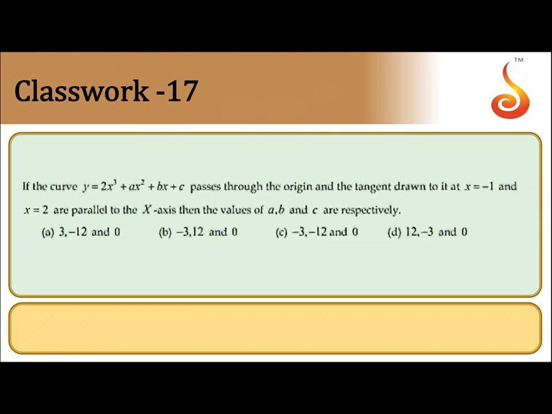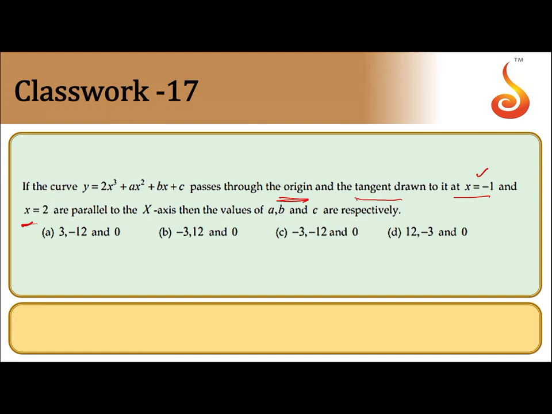Next one. The curve is given to you which is passing through origin. The curve is passing through origin. That means origin satisfies this one, definitely c is 0. And the tangent is drawn to it at x equals to minus 1 and x equals to 2. Definitely minus 1 and 2 are the points on the curve, and at those points the tangents are drawn which are parallel to the x-axis, means the slope is equal to 0.